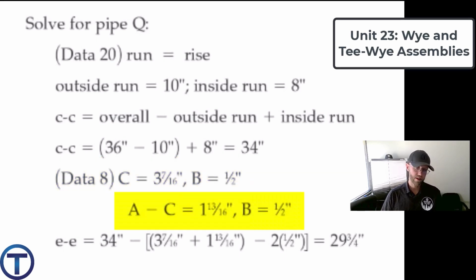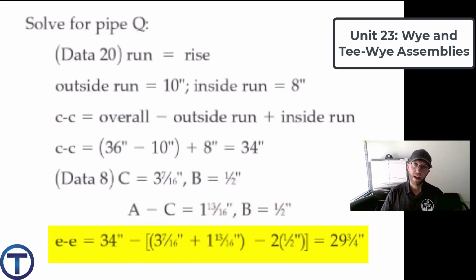And then on the other side, we have that shorter section from that center line branch connection point, where we're going to take A and subtract C, and that's going to give us 1 and 13/16, and then the pipe threads into it 1/2 inch. So here we are. End to end for Q equals 34 minus, in brackets, we have the 3 and 7/16 plus 1 and 13/16, and then we're going to subtract off 2 times the 1/2 inch where pipe threads in. That's going to give us 29 and 3/4 is our total end-to-end length for Q.